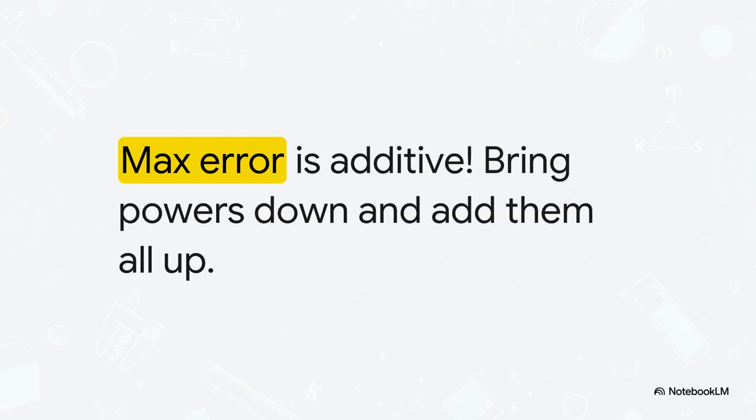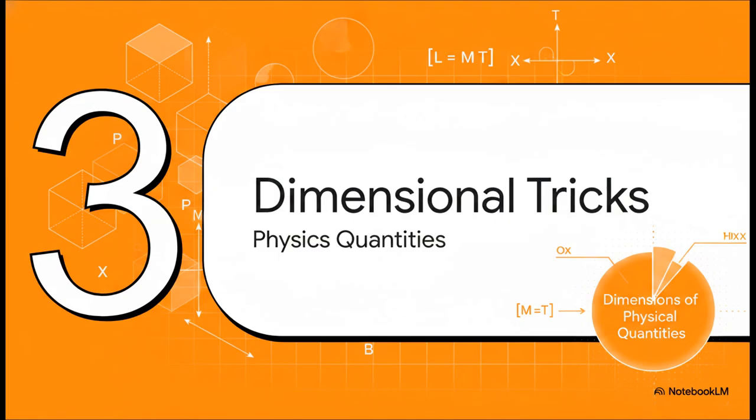Just bring the power down and add them all up. Because we're looking for the maximum error, we literally never subtract, not even if a term is sitting in the denominator. So the percentage error in z is just 2 times the error in a, plus 1/3 the error in b, plus the error in c. We just turned a scary algebraic mess into simple addition. And that mindset perfectly builds into Section 3, Dimensional Tricks.